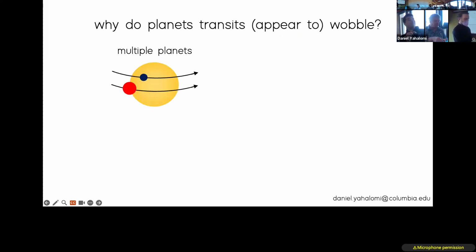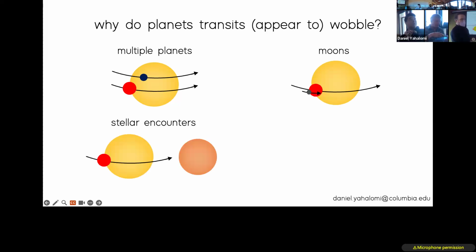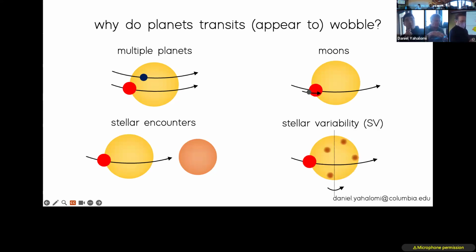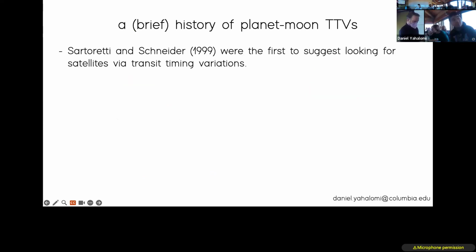And so what can cause these planets to wobble or appear to wobble? One way is multiple planets in the system. One way is the gravitational influence of a moon around that planet. One is stellar encounters, so binary star systems or stars that pass close by the system. And then planets can appear to wobble in the transit signal caused by stellar variability. Today I'm going to focus mostly on the multiple planets and the moon cases, because there are a lot of places where those 2 signals overlap and make it hard for model selection, but I'm happy to talk more about the other 2 as well.